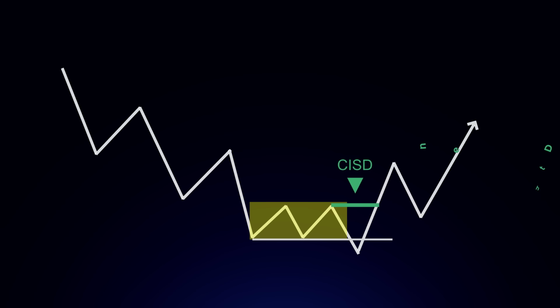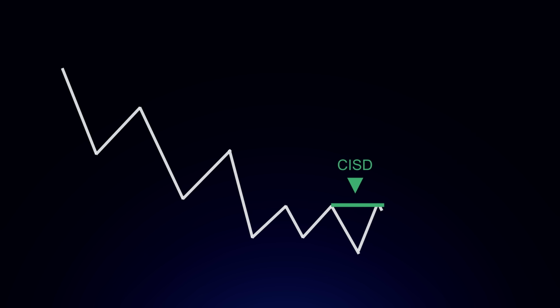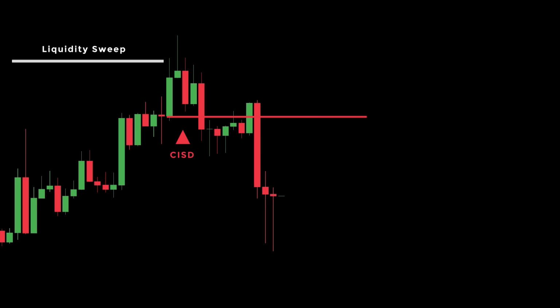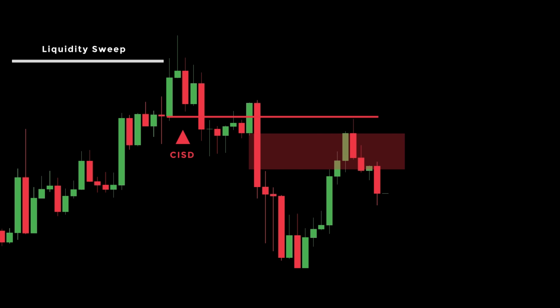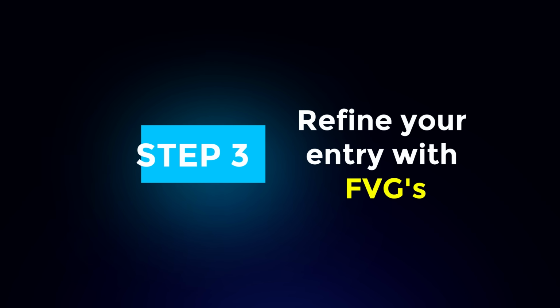It tells you something has changed. If price just hits liquidity and bounces without shifting structure, it could be a fake out. But a CISD after a liquidity sweep gives you confidence, and that's where your edge begins. Step number 3, refine your entry with fair value gaps.